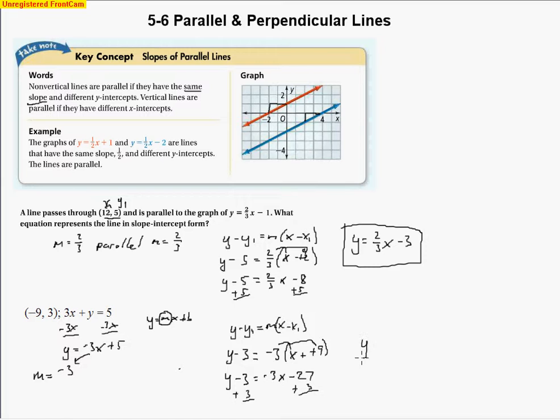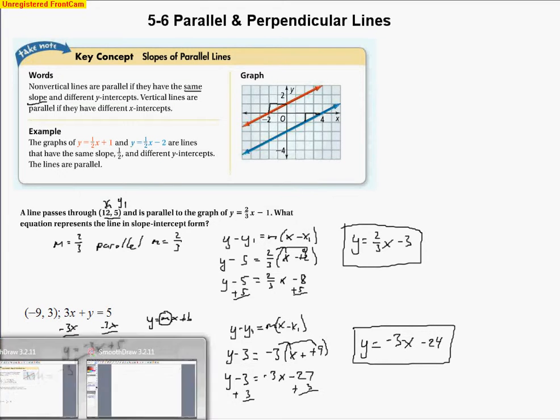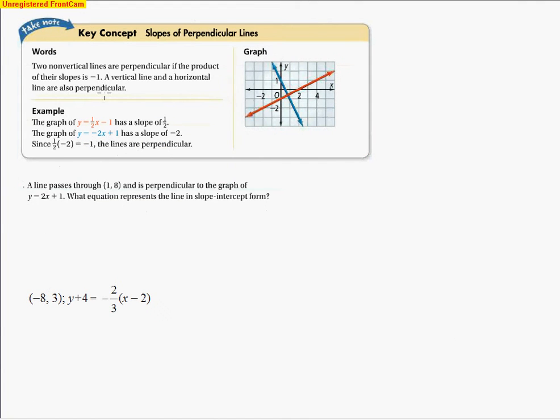So y equals negative 3x minus 24. That's the equation in slope-intercept form that is parallel to the given line passing through the given point. So that's one type. Let's take a look at the other type that we see, which is slopes of perpendicular lines. Here it says that two non-vertical lines are perpendicular when the product of their slopes is negative 1.